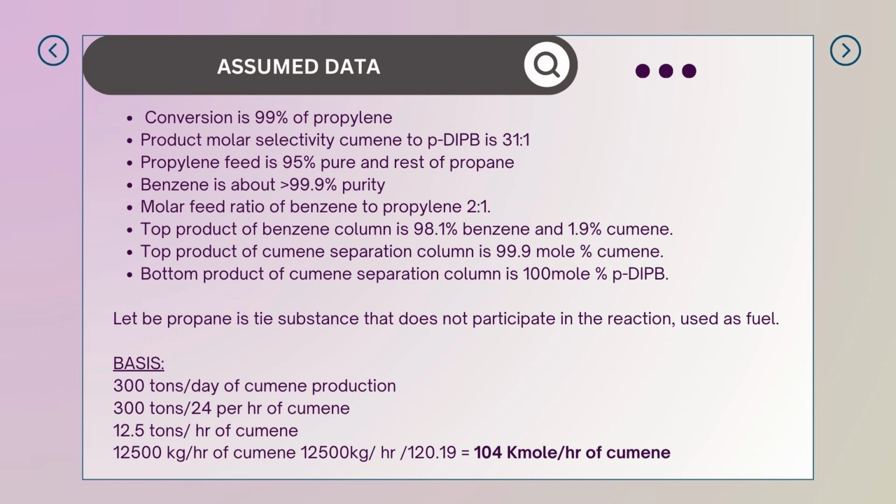So the basis of this is 300 tons a day, equals 300 tons per 24 hours, equals 12.5 tons per hour, equals 12,500 kg per hour of cumene, equals 104 kmol per hour of cumene.